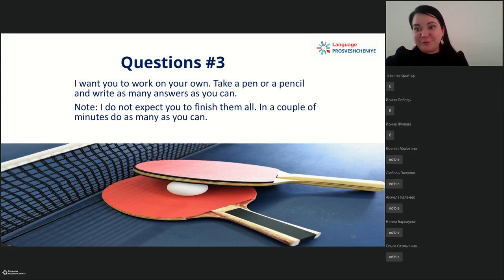And if we were in a class, I would ask you to take a pen or pencil and write as many answers as you can. And then you would also say that you do not expect the students to finish all the tasks. And the task would be to do as many as they can in a minute or two.